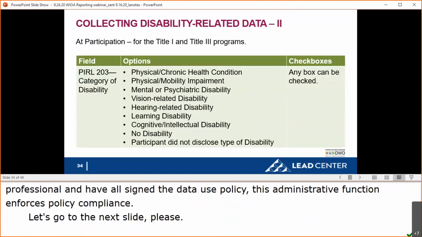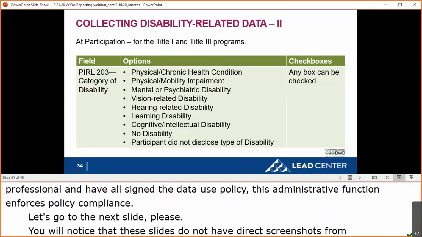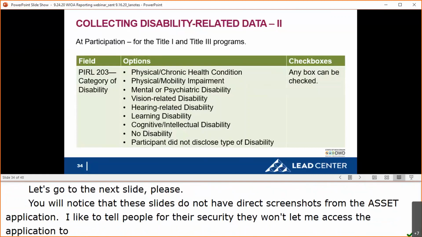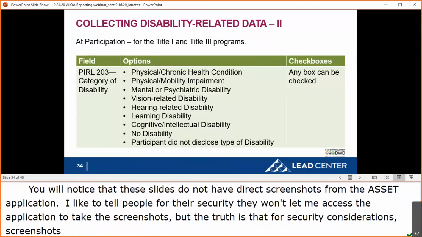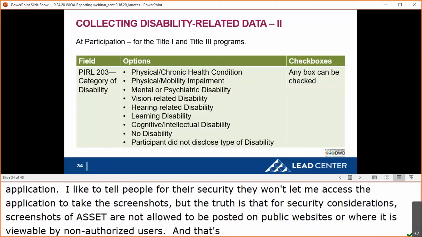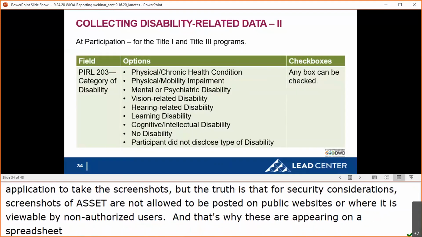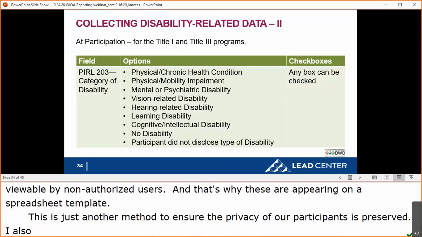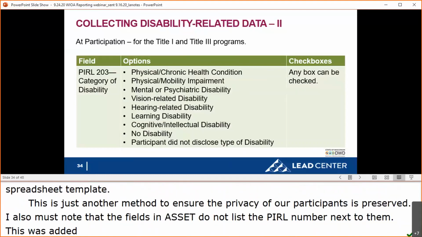You will notice that these slides do not have direct screenshots from the ASSET application. I like to tell people that for their security, they won't let me access the application to take the screenshots. But the truth is that for security considerations, screenshots of ASSET are not allowed to be posted on public websites or where they are viewable by non-authorized users. That's why these are appearing on a spreadsheet template. This is just another method to ensure the privacy of our participants is preserved. I also must note that the fields in ASSET do not list the PIRL number next to them. This was added to this webinar to help link the field to the PIRL field. Next slide, please.